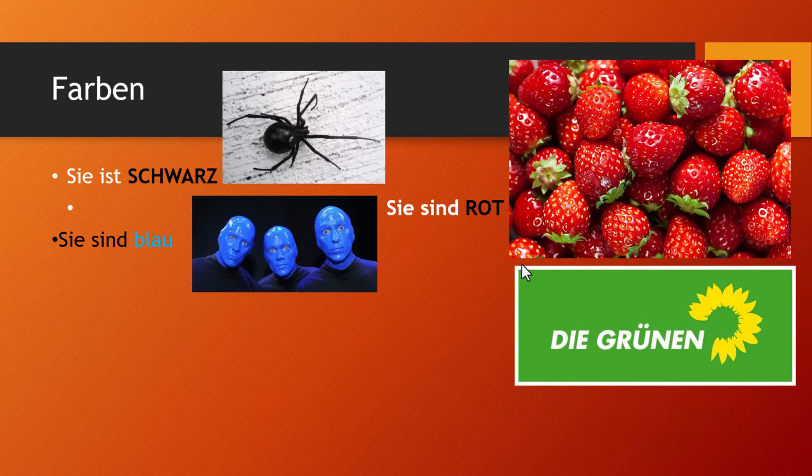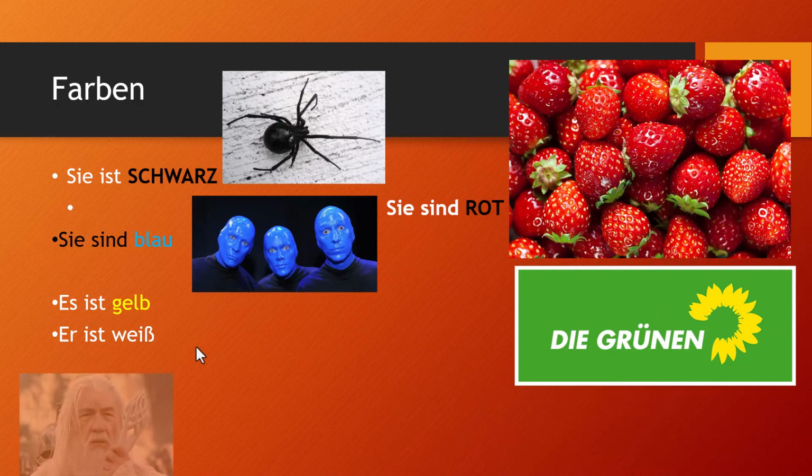Die Grünen, that's a political party in Germany, right? That's the Green Party in Germany. So die Grünen. Again, that's a ü sound. Die Grünen, right? And that's also the color. This color is the same as gelb. Nicht? Es ist gelb. Nicht? Er ist weiß.